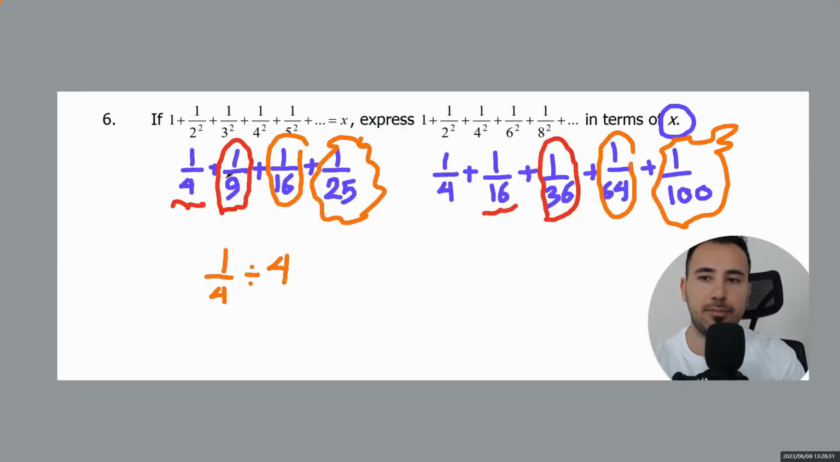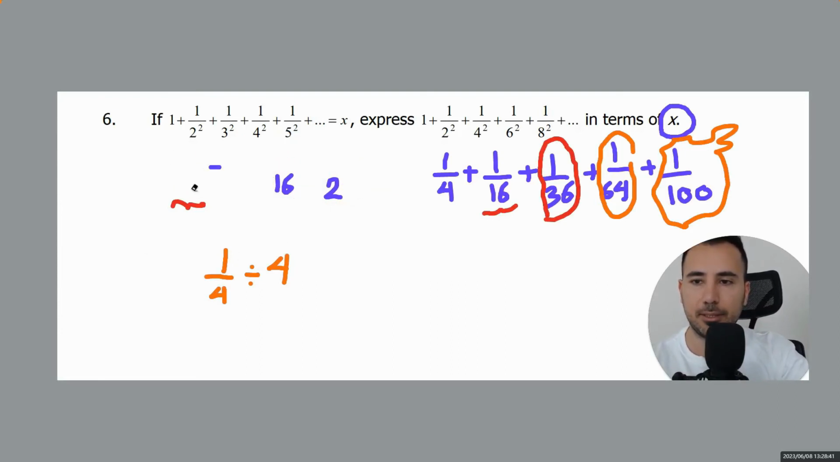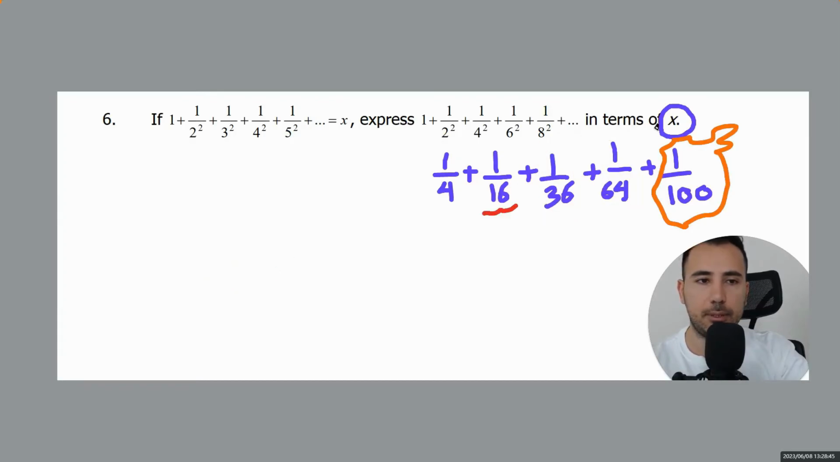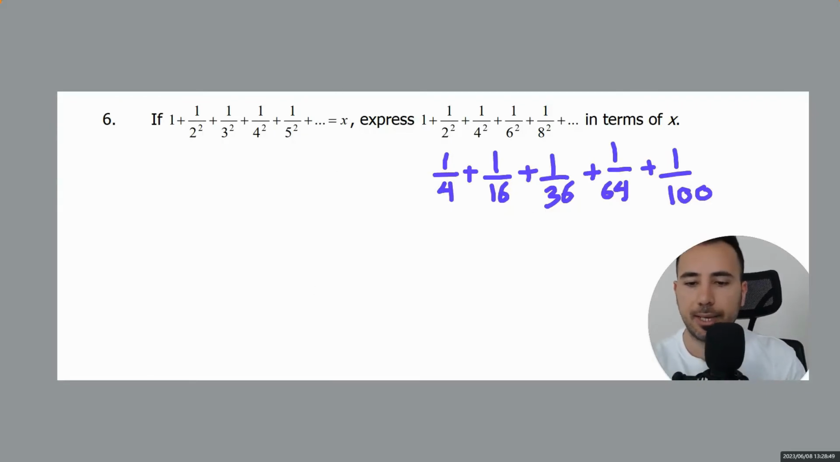Okay, so if we divide this one by 4, it would appear just like this one, right? A little different. Now let's do it like this. This is what we're trying to make. I'm going to write x, but we want to create x over 4.